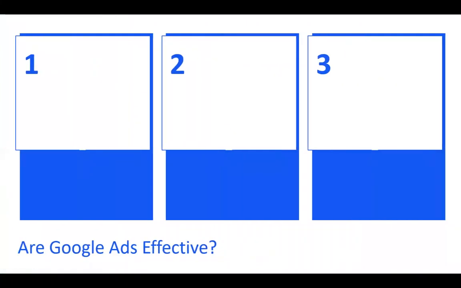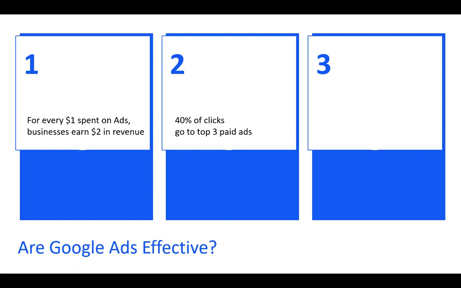Now, those are some great stats, but let's look at a few more. For every $1 spent on Google Ads, businesses earn an average revenue of $2. More than 40% of clicks go to the top 3 paid search ads in the results. 75% of people who find local, helpful information in search results are more likely to visit the physical stores.